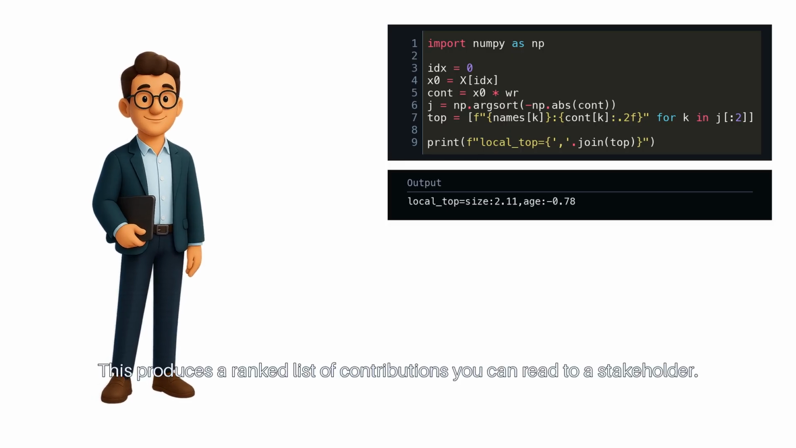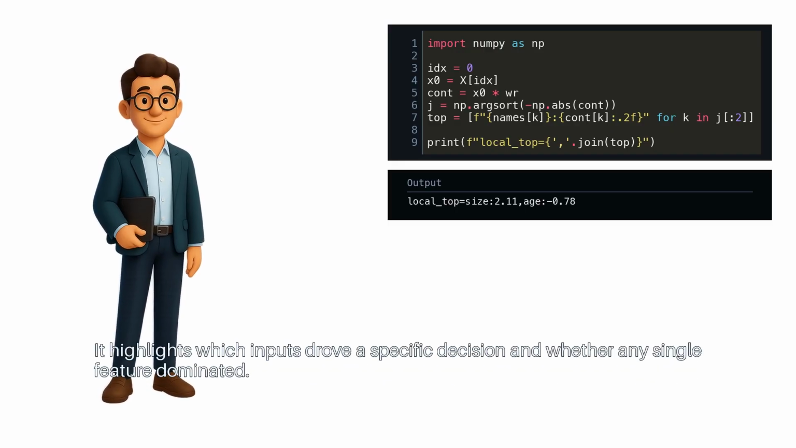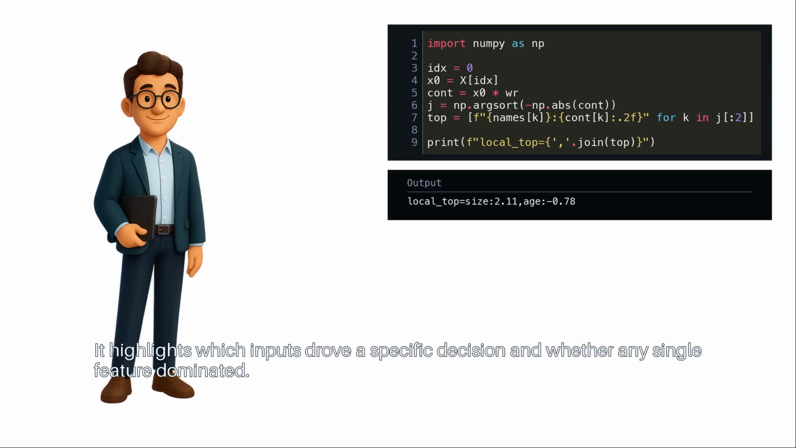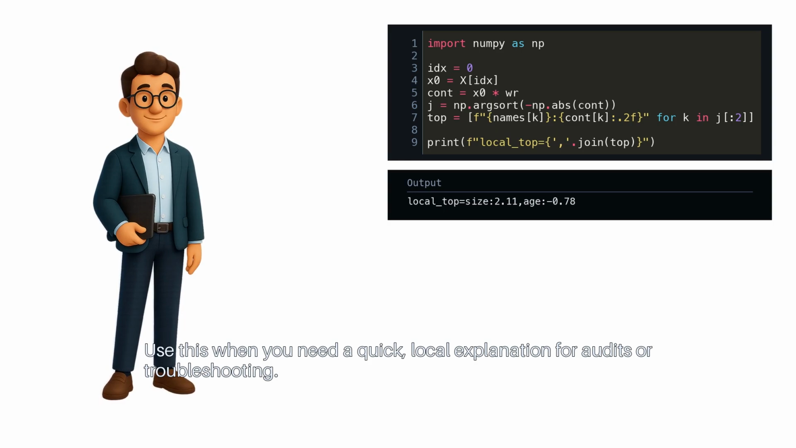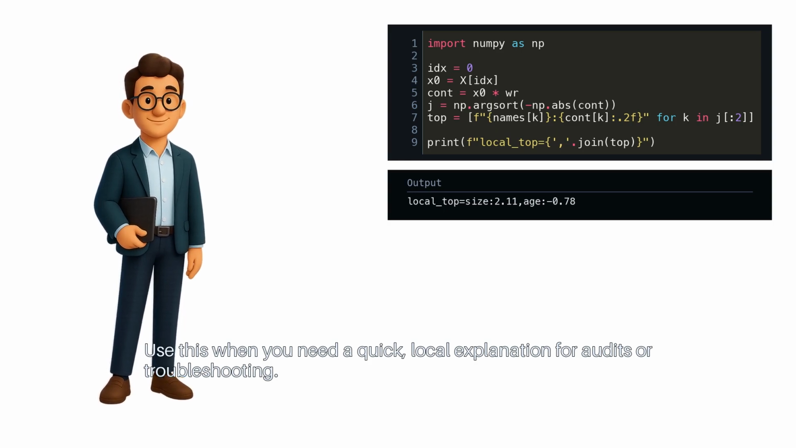This produces a ranked list of contributions you can read to a stakeholder. It highlights which inputs drove a specific decision and whether any single feature dominated. Use this when you need a quick, local explanation for audits or troubleshooting.